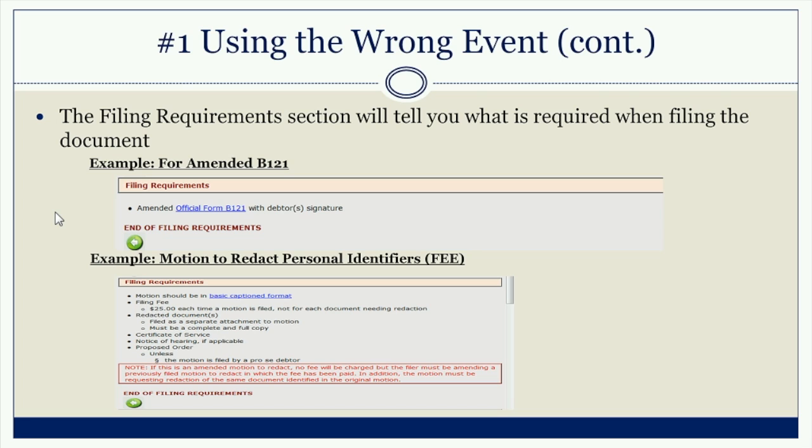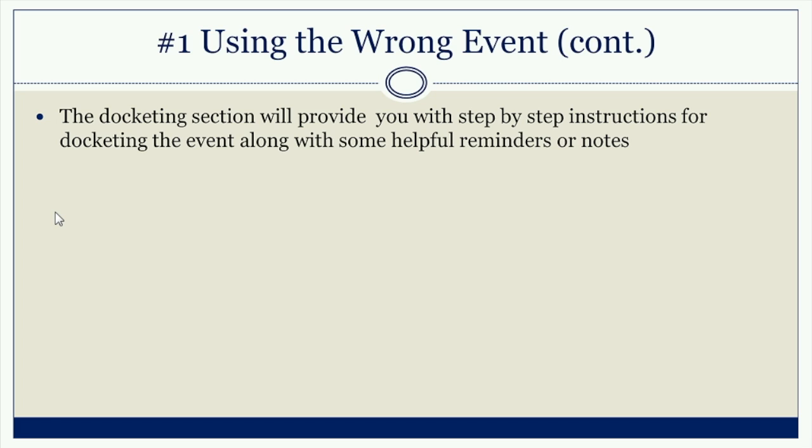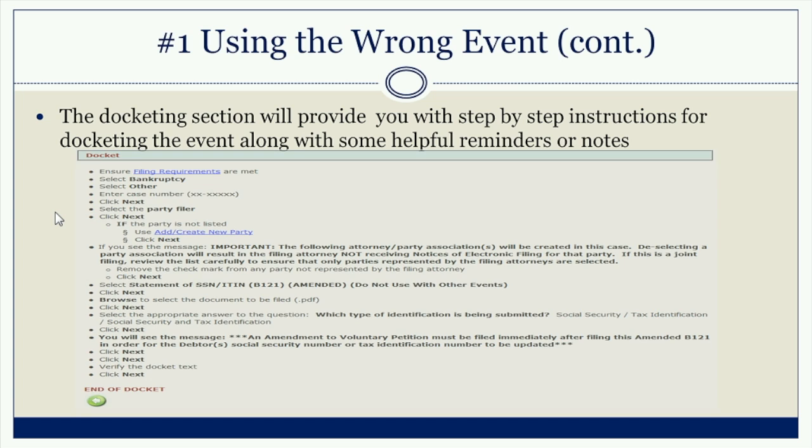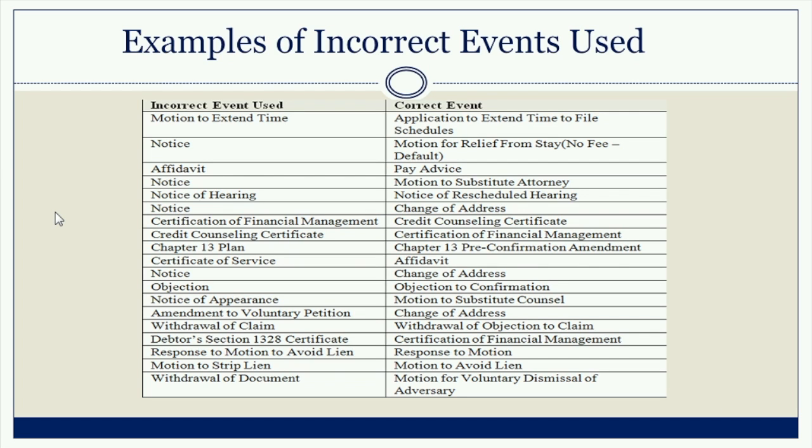You need the redacted document, which is filed as a separate attachment to the motion, a certificate of service, and a proposed order. It also gives you a note that if you're filing an amended motion, you will not be charged the fee as long as you're requesting redaction of the same document identified in the original motion. Okay, the docketing section will provide you with step-by-step instructions for docketing events along with some helpful reminders or notes.